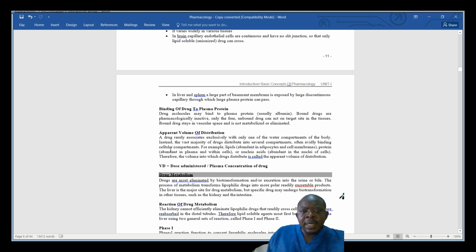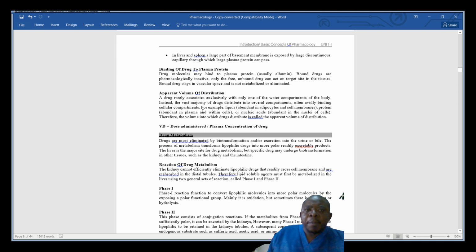All right, so now let us look at apparent volume of distribution, in appreciating how the drug is made biologically available to the tissue where it is supposed to work. So apparent volume of distribution will help us to appreciate this.